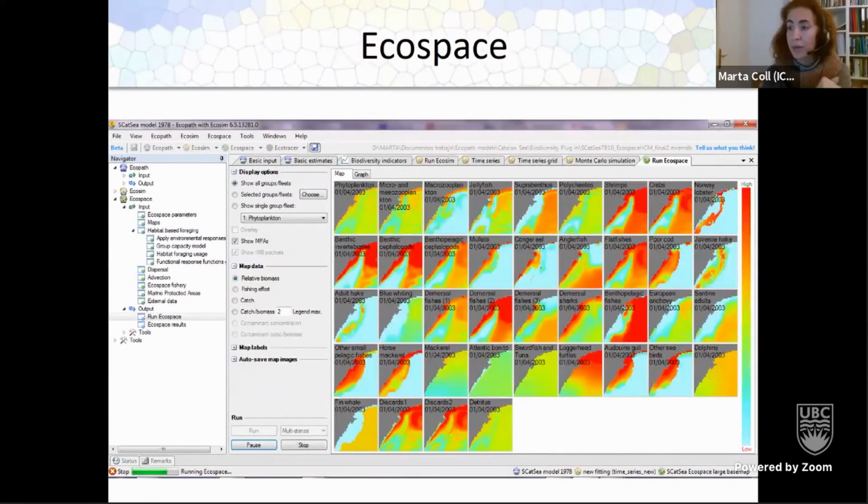And finally, you can also run this with Ecospace. So it will compute all those indicators from your Ecospace run. You run your Ecospace model, you come back here and you have all those indicators computed for you. Okay, and then you can also save them. What is important is that if you have the autosave mode, the program is going to save all these indicators in space and time. So it's going to save a map per each time step, per each indicator.